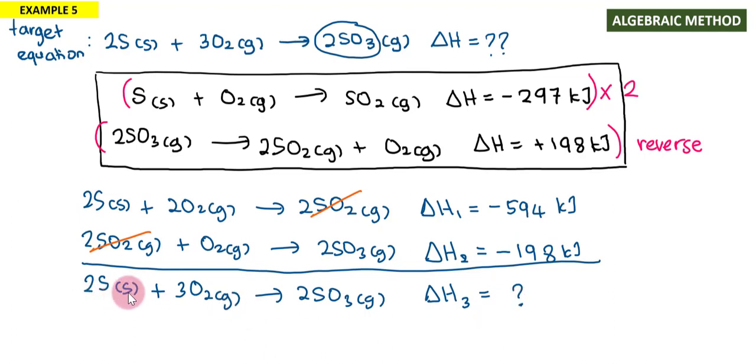Now I will compare my overall equation with my target equation. It is the same, which means that I did it correctly. So applying Hess's law, I want to find the delta H3. It means that I need to add up my delta H1 and delta H2 and then substitute the values, and then you will get your final answer, which is the enthalpy of this reaction.